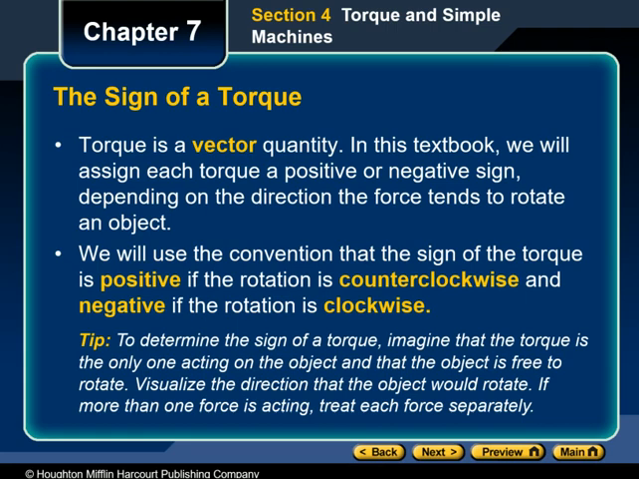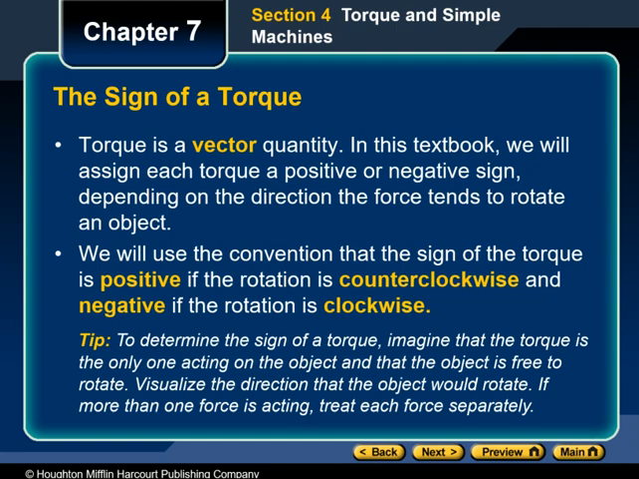The sign of a torque. Torque, like displacement and force, is a vector quantity. In this course, we will assign each torque a positive or negative sign, depending on the direction the force tends to rotate an object. We will use the convention that the sign of the torque resulting from a force is positive if the rotation is counterclockwise, and negative if the rotation is clockwise. In calculations, remember to assign positive and negative values to forces and displacements according to the sign convention established in the chapter Motion in One Dimension.